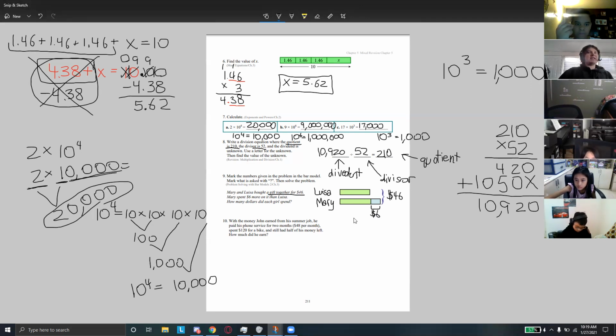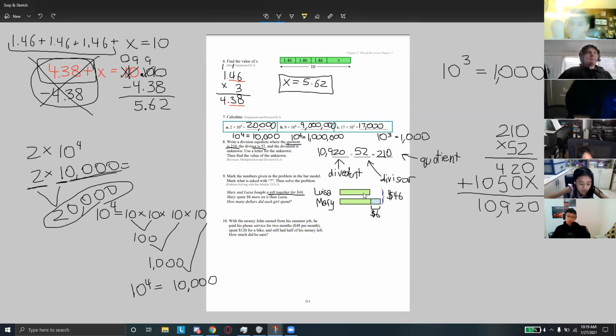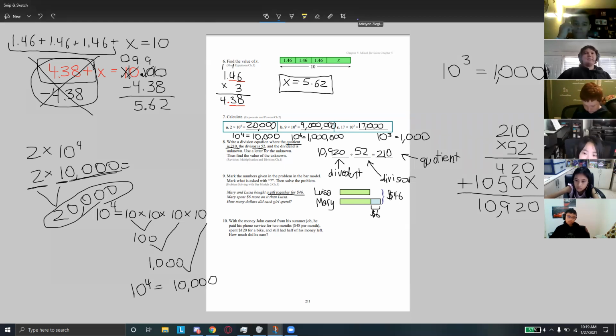Well, we know they spent the same amount. You see, they both have a green. They spent the same amount, except Mary spent $6 more. So Mary should have the same amount as Louisa plus $6. And so I know that both these green bars are exactly the same. Why? Because they both spent the same amount, except Mary spent $6 more. And so that means that both Mary and Louisa should have the same amount of green, this green here, because they initially spent the same amount.